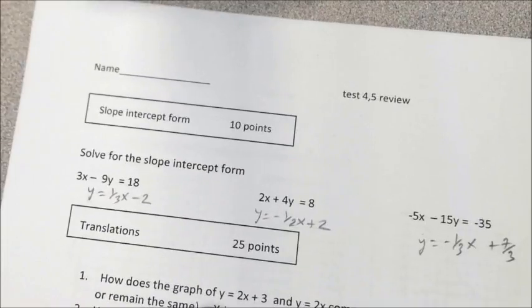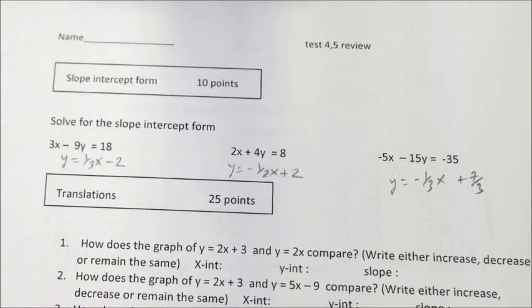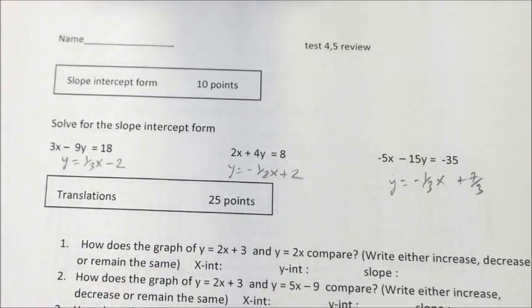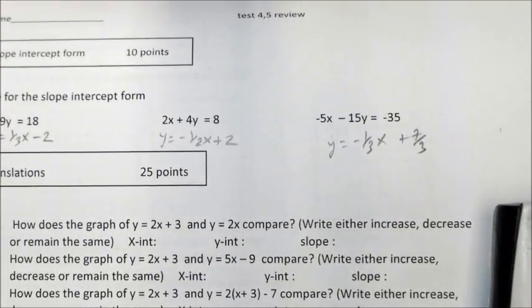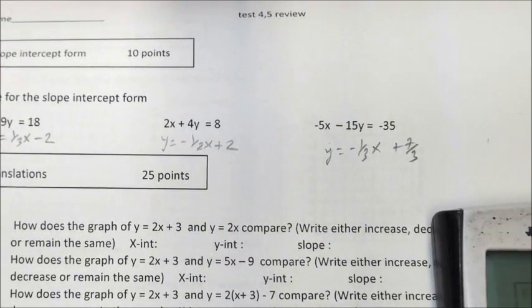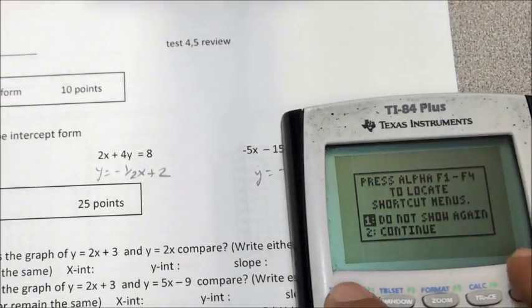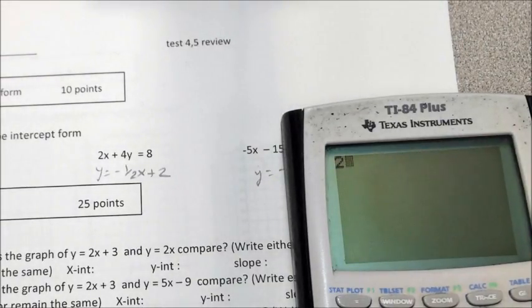Okay, that's 10 points on the test. The second part has 25 points on the test, and for that one, we're going to use the calculator a lot. For question number 1, it says you're looking at y equal to 2x plus 3. So you turn on your calculator, go to y equal to, and put 2x plus 3.